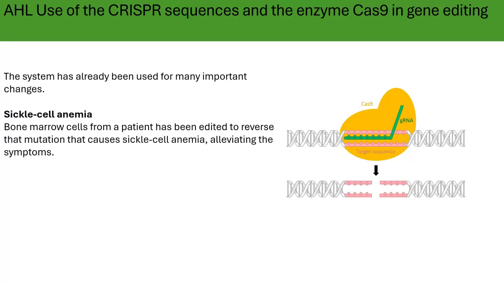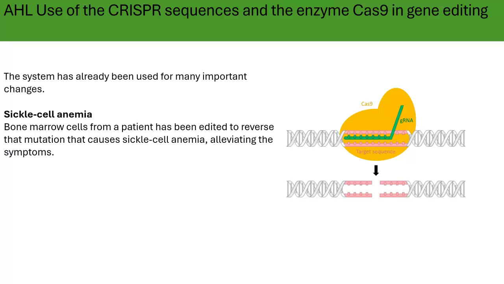And bone marrow cells are the ones that produce the red blood cells. So we've used the CRISPR-Cas9 system to change bone marrow cells from patients so that we reverse that mutation. When you have a cut in the DNA, you have repair enzymes that try to fix it, and it uses the complementary, homologous chromosome as a way to understand how it should put the pieces together.